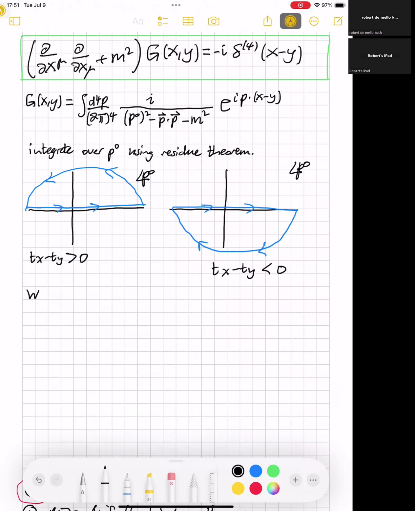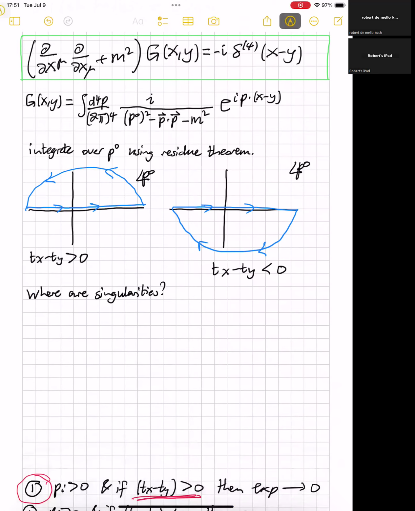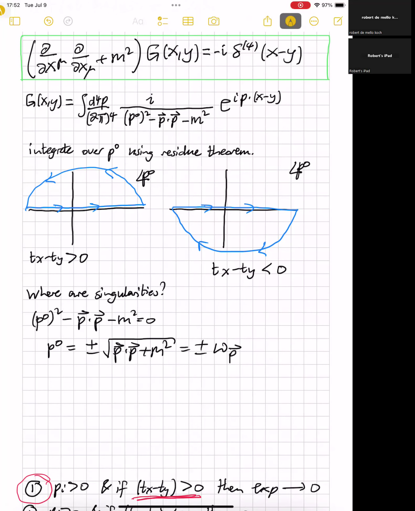So where are the singularities? Where are the poles? And the singularities will be where that denominator vanishes. So it is where P naught squared minus P dot P minus M squared is equal to 0. And that means that P naught must be equal to plus or minus the square root of P dot P plus M squared. What is that? That is plus or minus omega P.